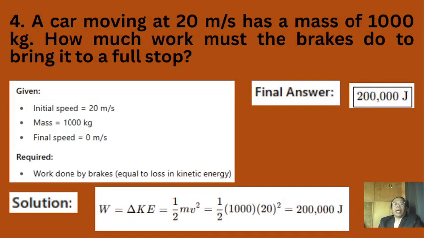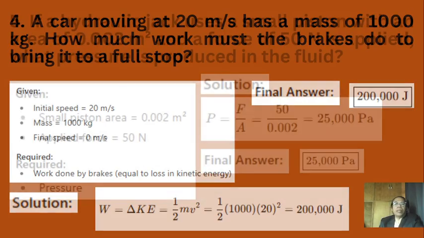Number 4. A car moving at 20 meters per second has a mass of 1,000 kilograms. How much work must the brakes do to bring it to a full stop? Given initial speed 20 meters per second, mass 1,000 kilograms, final speed 0. It's a full stop. Required: work done by the brakes. Using the formula, the change in kinetic energy is equal to the work. Substitute the given values, and the final answer is 200,000 joules or 200 kilojoules.